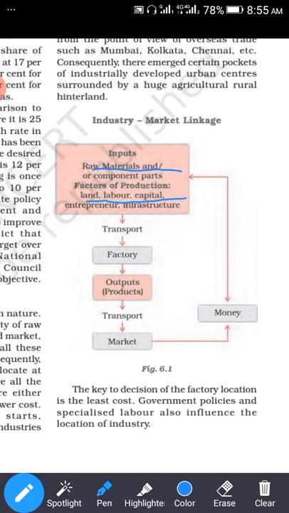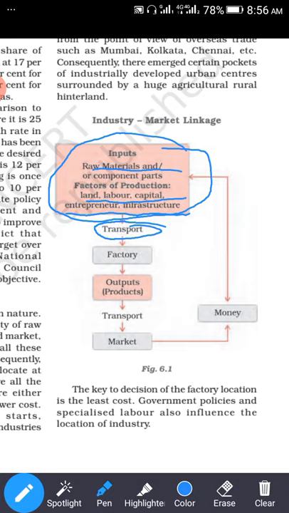and the entrepreneur, the infrastructure, all of it is important. So wherever these important things are available, that place will be important to set up the industry. But if the industry is set up and the transport facility is not available, then how can the raw material reach that place, and from that place to the factory?